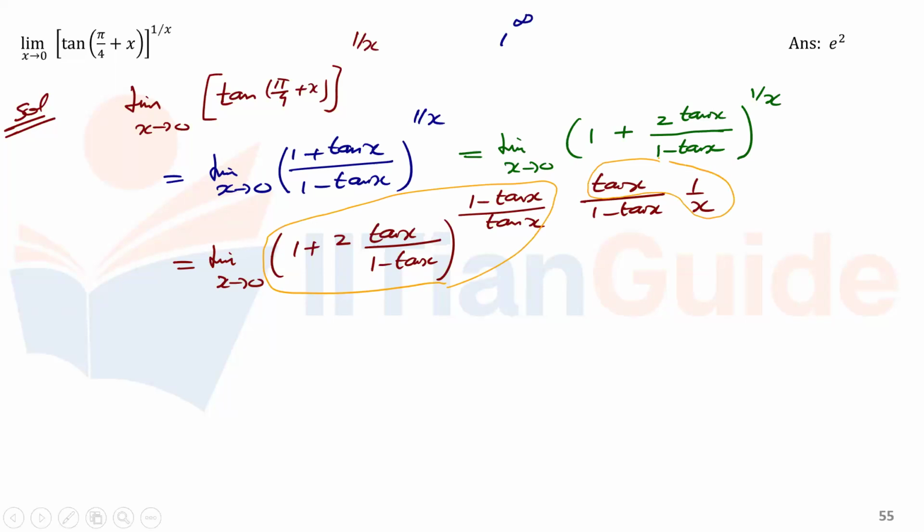So I'm getting e power 2. Entire term is into the power. Tan x by x is 1. After that, 1 minus tan x. Tan x is 0. X is 0. Tan 0 is 0. So I am getting e power 2. That is my answer. Clear?